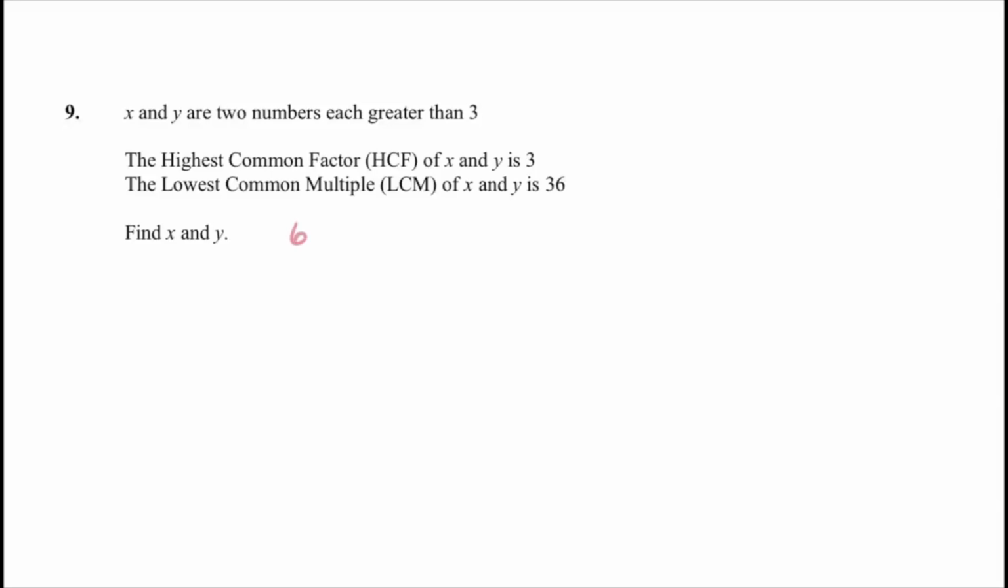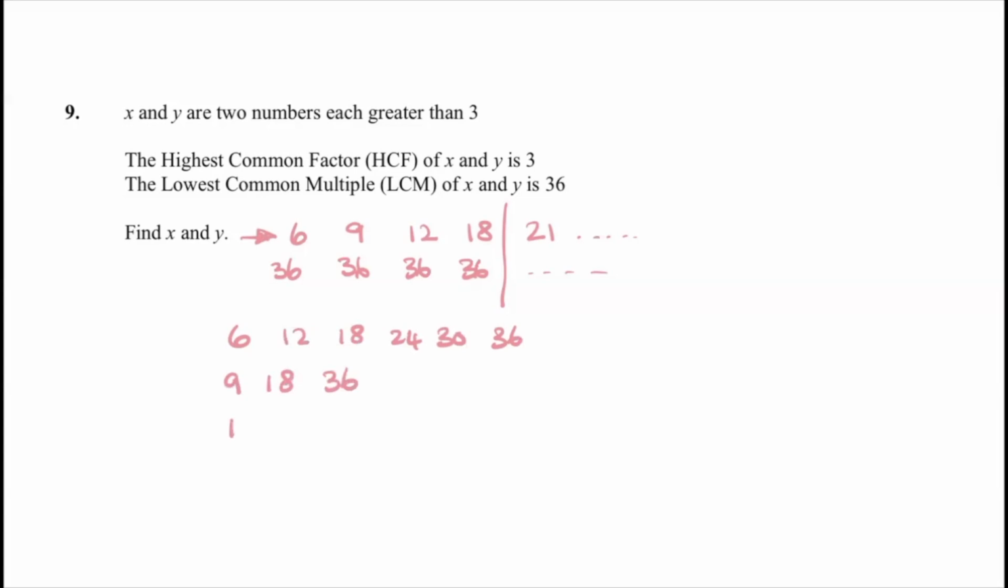The number 6 has a factor of 3. So does 9 and 12 and so on. I want to consider which ones of those also have multiples of 36. Well, that certainly does, that does, and that does, but 21 doesn't. So I can stop here. Now I need to consider the multiples of these numbers. My 6s, my 9s. I've got 12, 24, 36. And I've got 18 and 36.